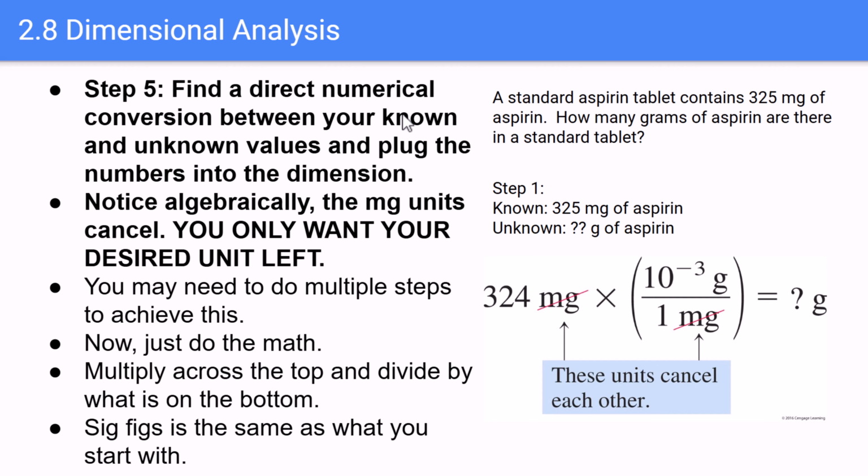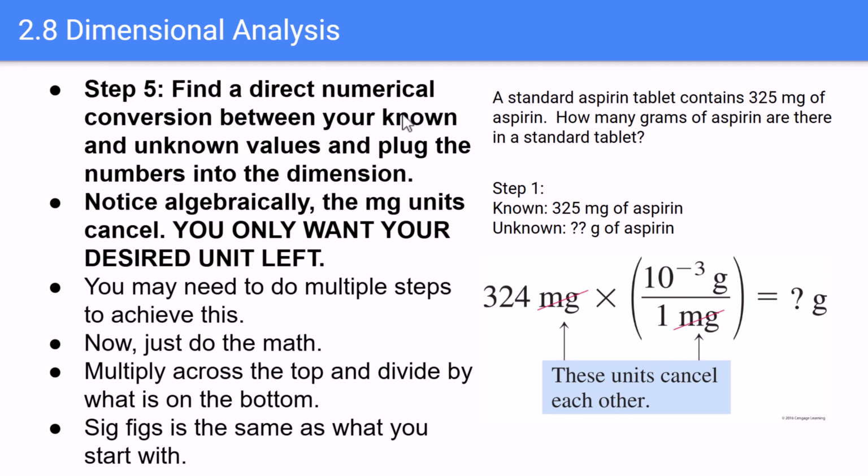Now we just simply do the math. We're going to take 324, multiply it by 10 to the negative third, and then we're going to divide by 1. So multiply across the top and divide by what is on the bottom. The significant figures you use to round for your answer is the same as what you start with. I do notice that it says 325 and 324, but the process is exactly the same. Follow it step by step. So what we end up with here, and it doesn't show it, but it should be 0.324 or 0.325 grams when you're done.